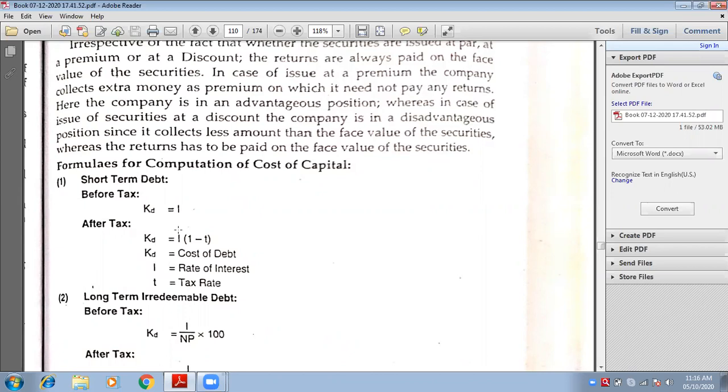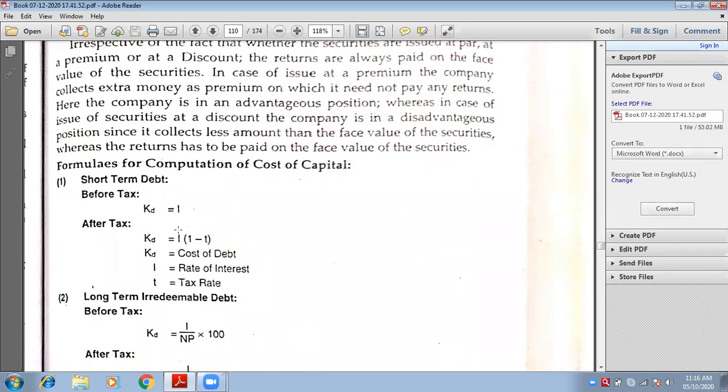Why will I have to convert it after tax? Because whenever we are calculating WACC, weighted average cost of capital, it is a standard assumption that it should be after tax only. Every answer of weighted average cost of capital should be after tax. Only if they disclose in the question that it has to be calculated before tax, then it is a different matter. But all sums that we are going to do will be after tax only.